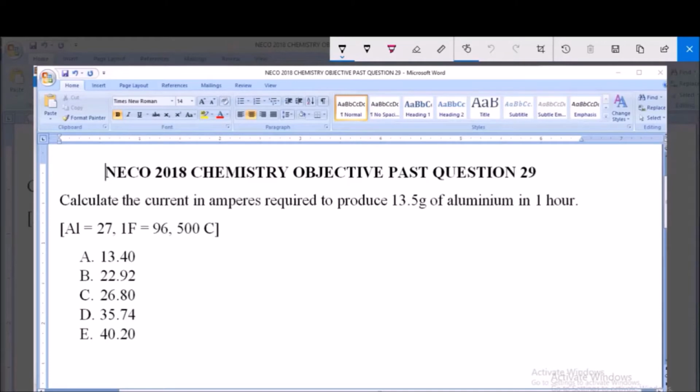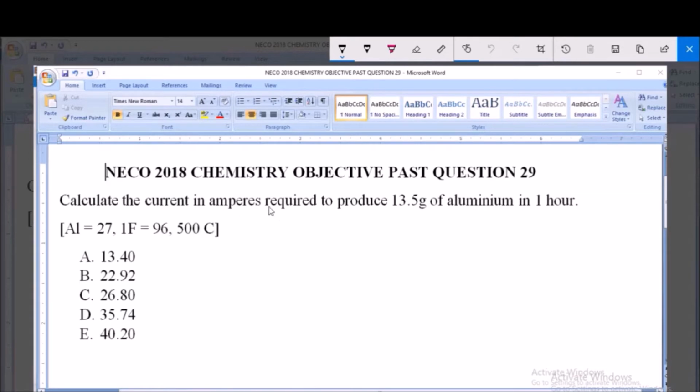I'll be answering Neco 2018 Chemistry Objective Past Question 29. Calculate the current in amperes required to produce 13.5 gram of aluminium in 1 hour. Given that the molar mass of aluminium is 27 and 1 farad is equal to 96,500 coulomb. A, we have 13.40, B, we have 22.92, C, 26.80, D, 35.74, and E, 40.20.